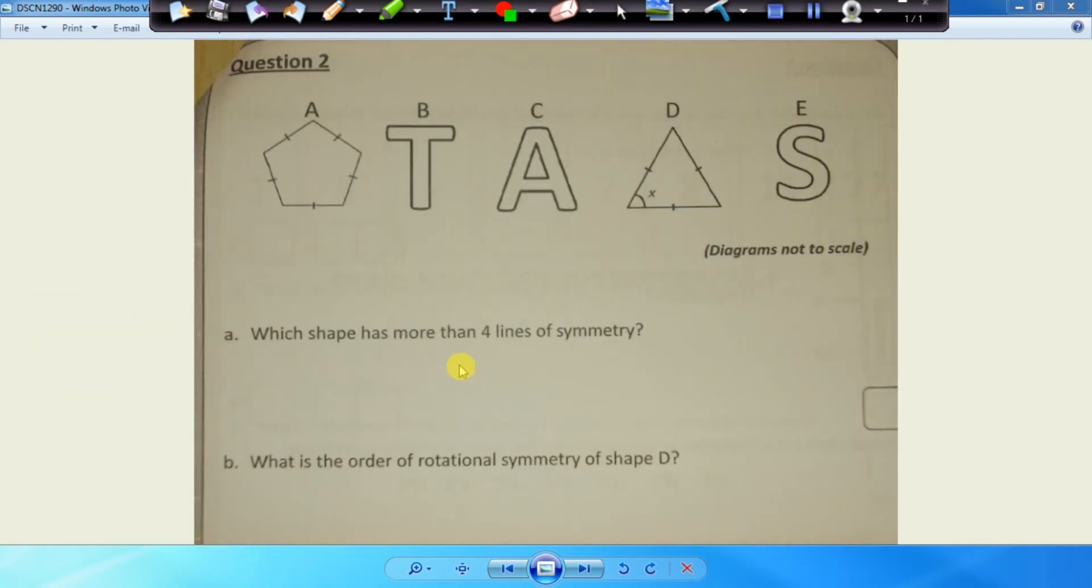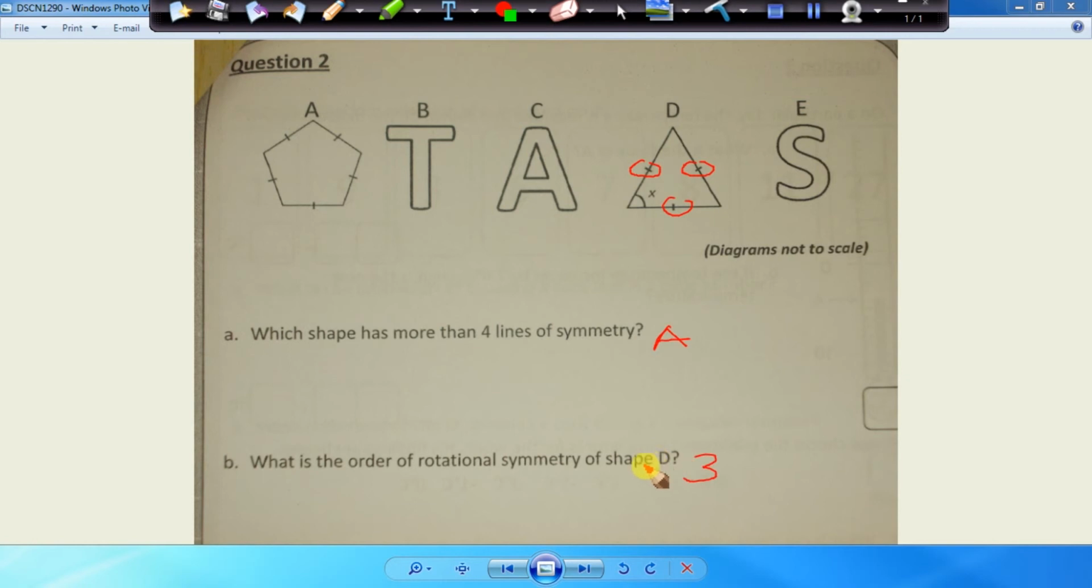Okay, question number 2. Which shape has more than 4 lines of symmetry? Question 2A. The one that has more than 4 lines of symmetry is going to be a regular pentagon, which is shape A. So that's A. Question B. What is the order of rotational symmetry of shape D? Now D is called an equilateral triangle. So it'll have as many rotational symmetries as equal sides. So it will be 3. Yeah, D is 3.